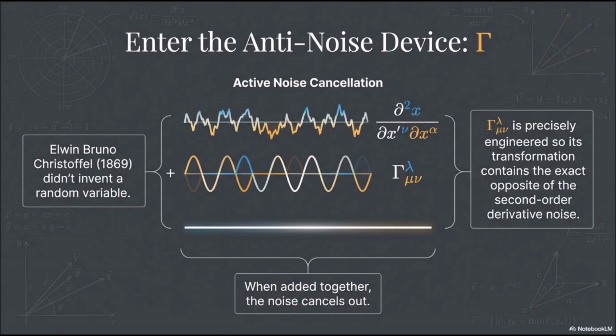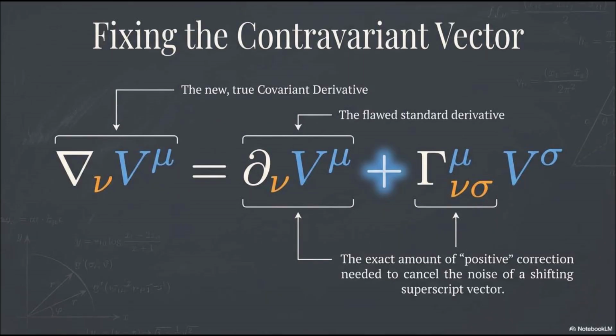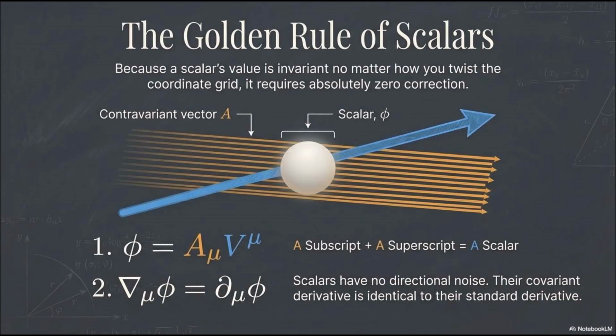Second, look at the superscripts. For every superscript, add a Christoffel symbol term. Third, look at the subscripts. For every subscript, subtract a Christoffel symbol term. Add for superscripts, subtract for subscripts. It is elegant, brutal, and flawlessly consistent.